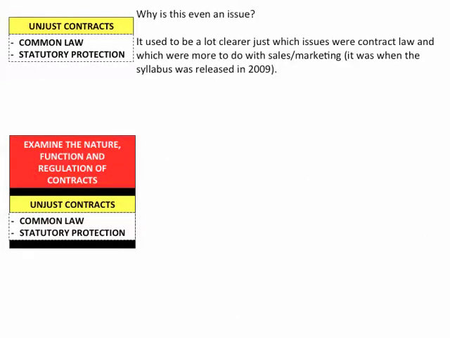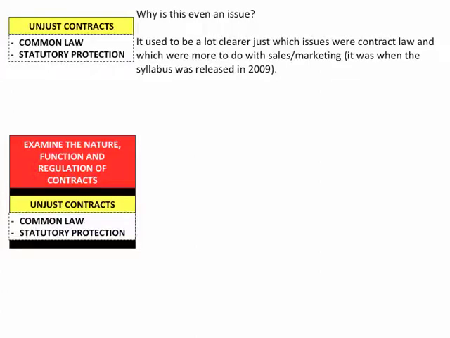Now, why is this even an issue? The reason that this is an issue is that it used to be a lot clearer which issues had to do with contract law and which ones were about sales and marketing. Now, when the syllabus was released in 2009, when it started in 2009, 10, 11, it was much clearer. These are the contract issues, and there are a set of laws about contracts, and we looked at that, and then we looked at marketing, which is kind of a separate thing.